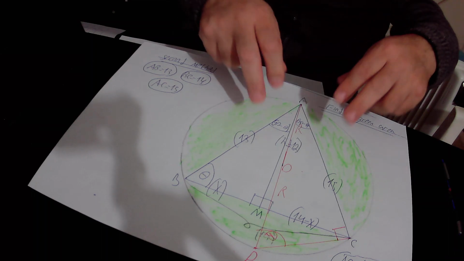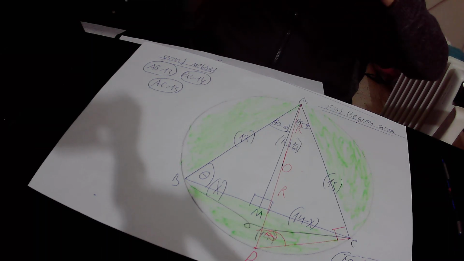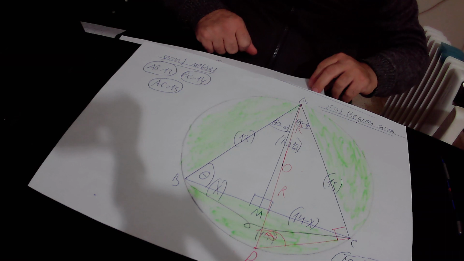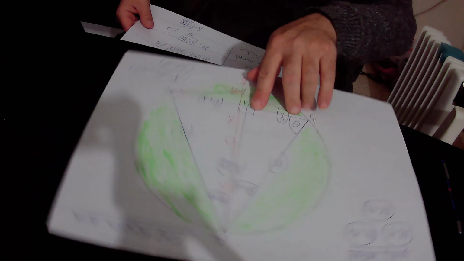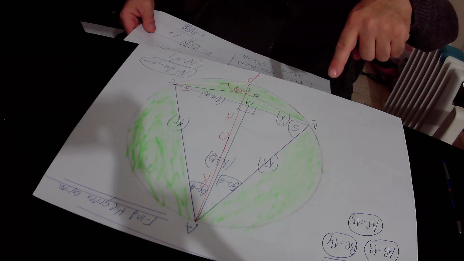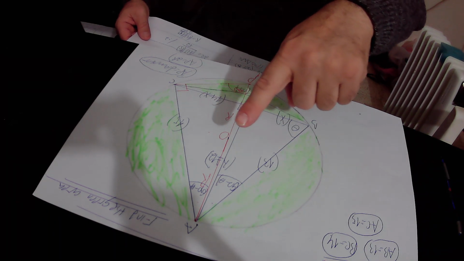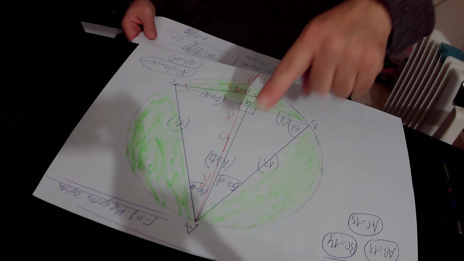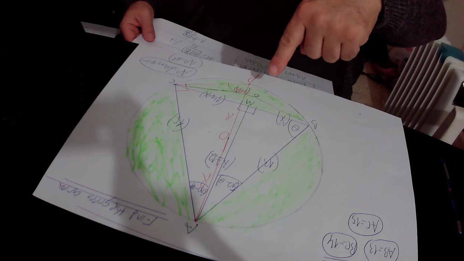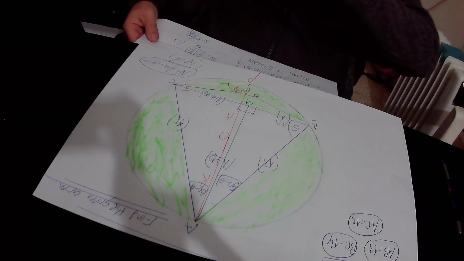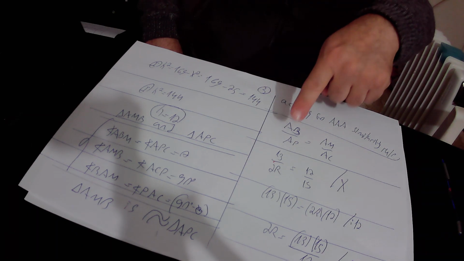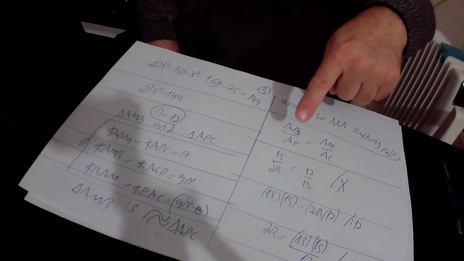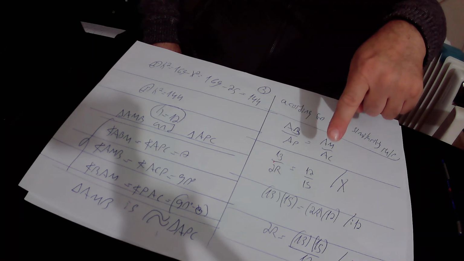And from the fact that those two right triangles are similar to each other, we derive that the following relationship exists between their sides. AB in the right triangle AMB over AP in the right triangle APC equals AM in the right triangle AMB over AC in the right triangle APC. I'll repeat again: AB over AP equals AM over AC. AB is 13, AP is the diameter of the circle, that is 2R, AM is 12, and AC is 15.